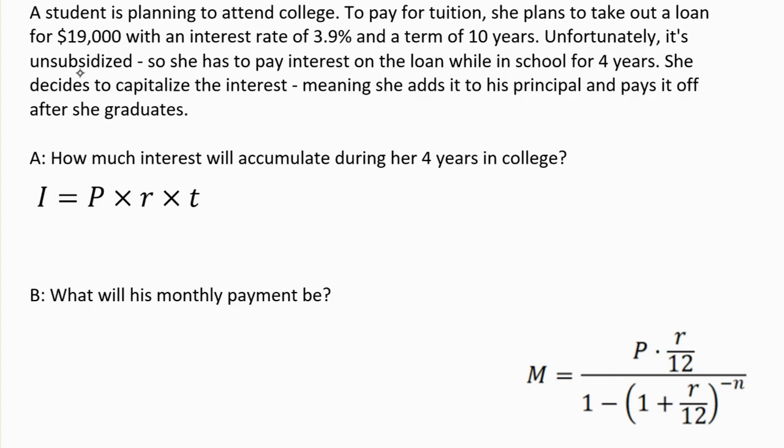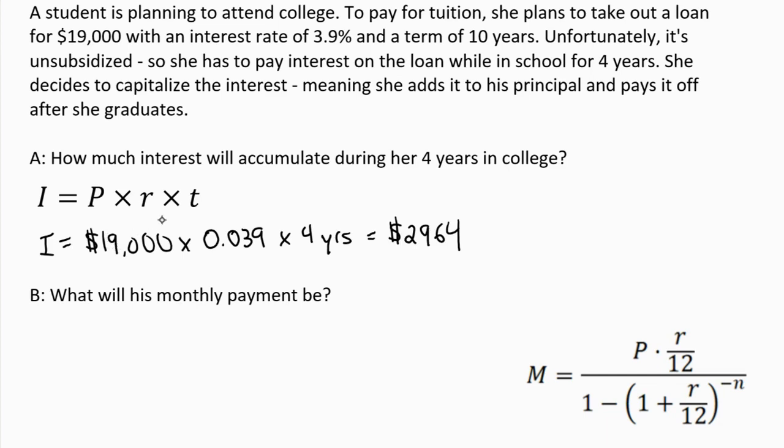But it's unsubsidized, meaning the interest that accrues while they're in school for those 4 years is not paid by the government, so they're on the hook for paying that. So we have to first calculate how much interest will accumulate in the 4 years that they're attending college. So we're going to use the simple interest formula right here and plug in all my information.